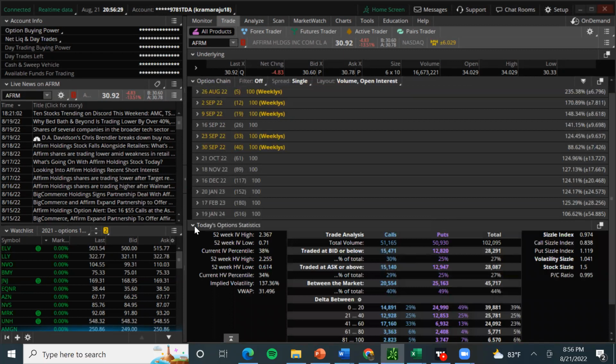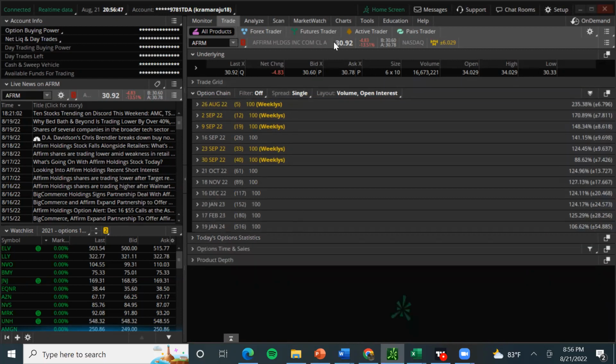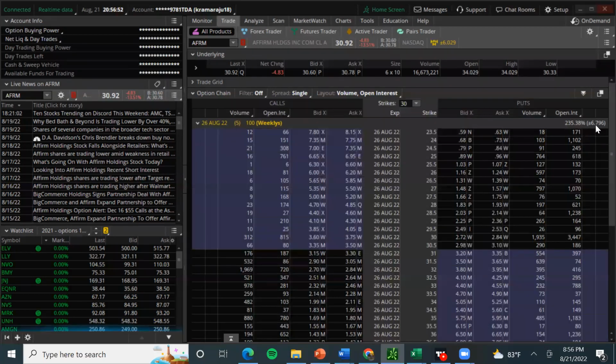So AFRM is a little risky compared to the other two, CRM and SNOW, because if you see, the calls and puts are nearly 50%, 51,165 calls, on last Friday. And the implied volatility is nearly 137. So huge, it can move to approximately $37, $38, right? If you see here, it shows that there is a possibility of the stock moving by $6.79 in the next week. The implied volatility percentage is 235%.